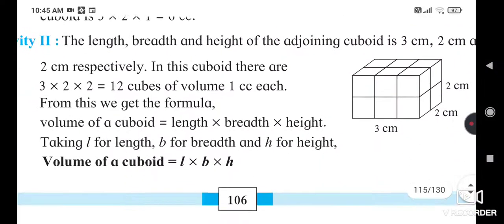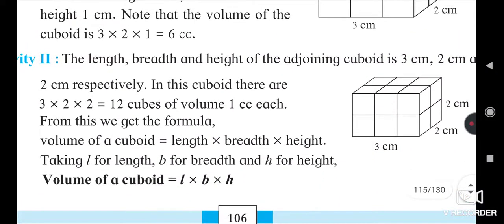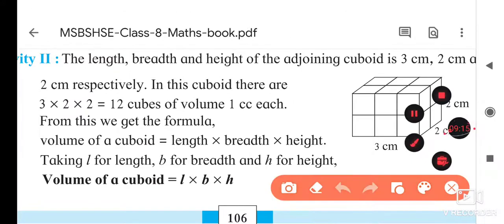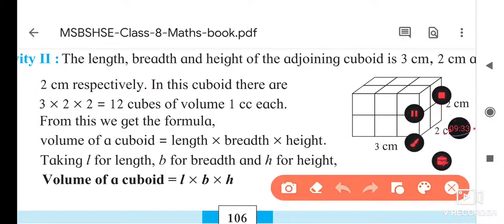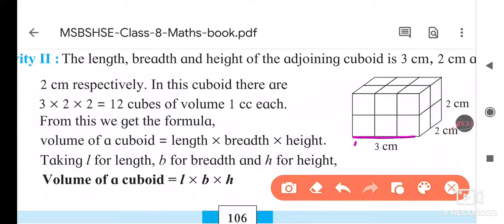Now here one more activity is given to us. In this activity, the length, breadth and height of the adjoining cuboid are 3 centimeter, 2 centimeter and 2 centimeter. If you see here, one cube is here, 1, 2 and 3. Each cube's length is 1 centimeter. Here length is 3 centimeter, breadth is 2 centimeter and height is also 2 centimeter.